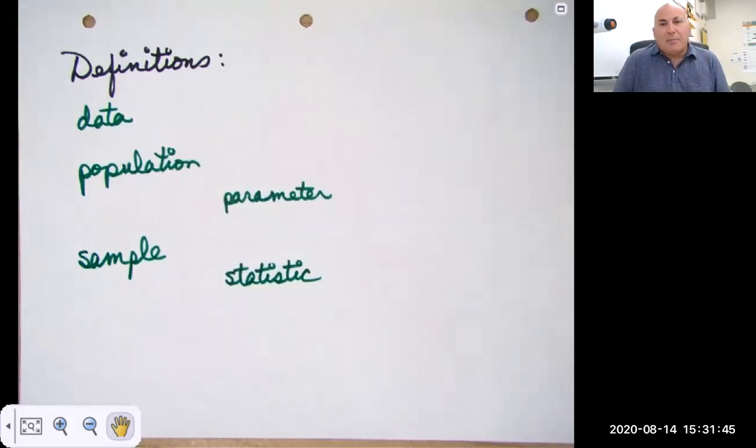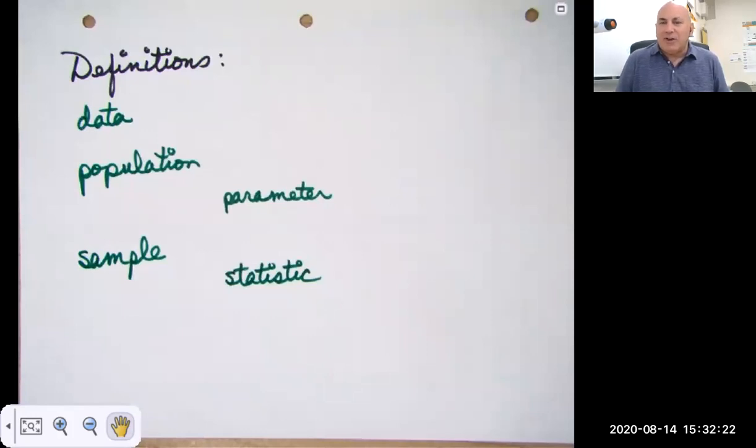When we look at a population, let's say I want to know what the average height of the adult American male is. Then the population is the entire group I want to learn about, which would be adult American males. I'm going to have a hard time measuring the heights of all adult American males. So maybe I want to take a sample of adult American males. If I want to know the average height of adult American males in general, that average height, we're going to call that a parameter of the population.